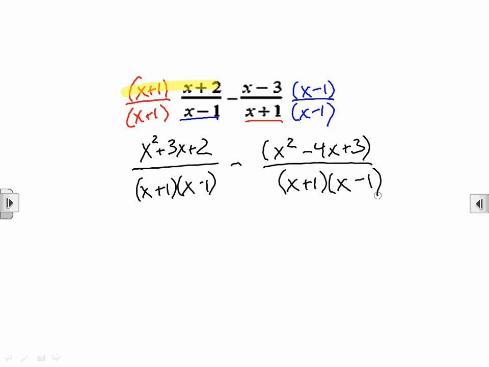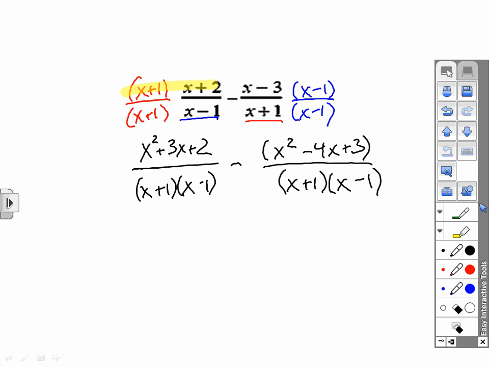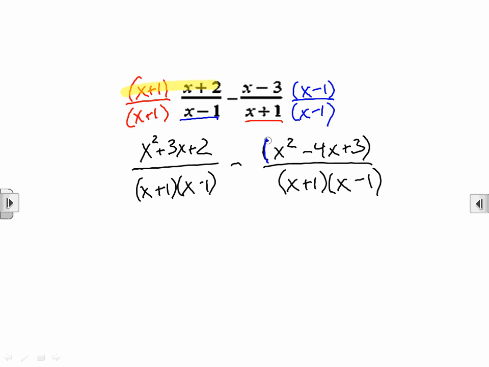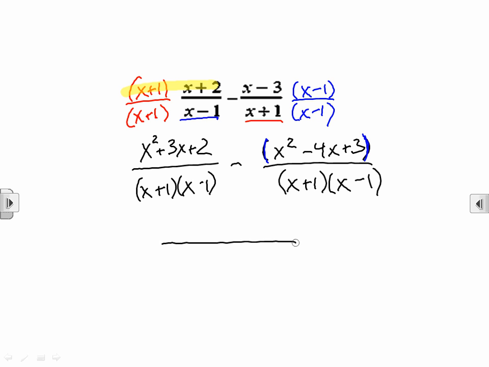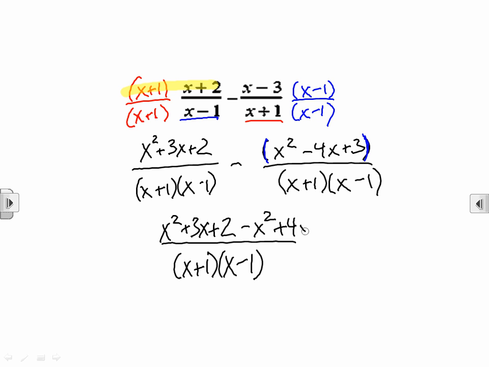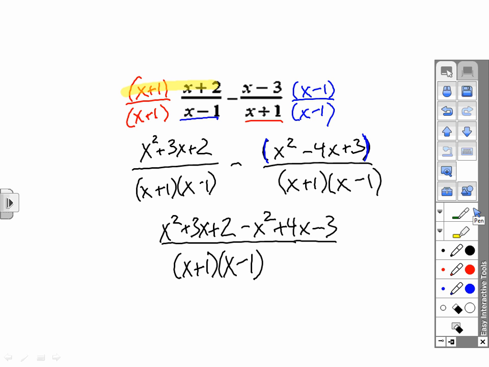All right. Now, notice what I put around my second fraction. I put parentheses around the top because when I combine these into one fraction, I need to remember to distribute that negative because it has a minus. So I'm going to put my denominator, it's staying the same. And then I have x squared plus 3x plus 2. Stop, we need to distribute our negative. Minus x squared plus 4x minus 3. Now it's just basically plugging some numbers in.